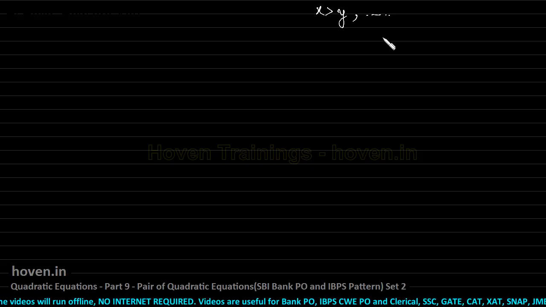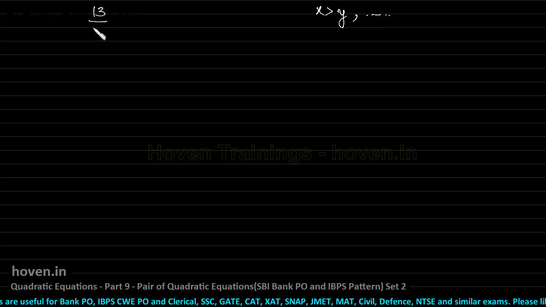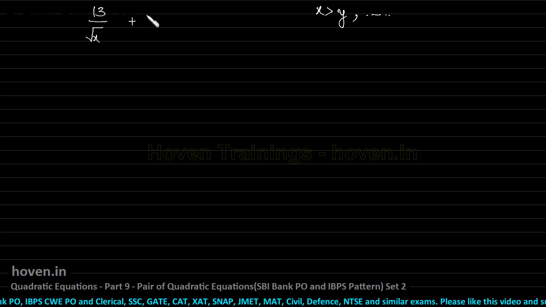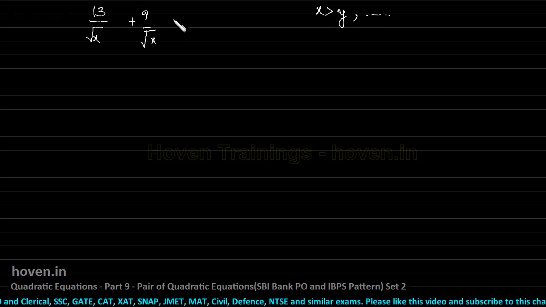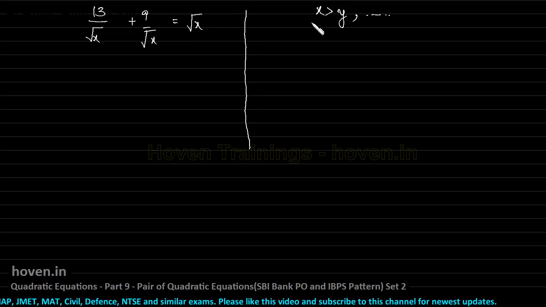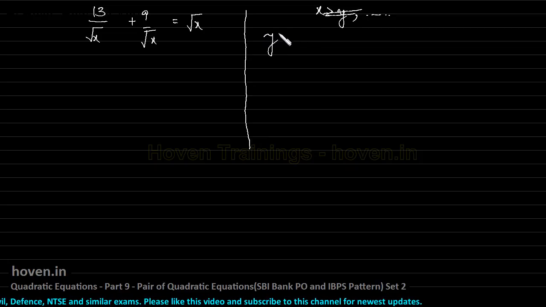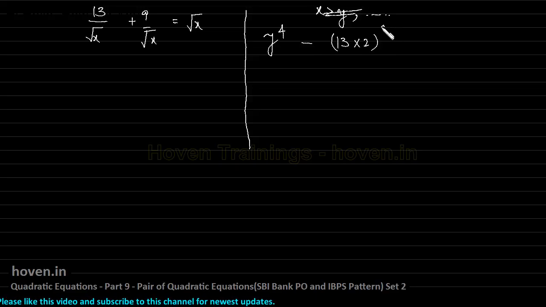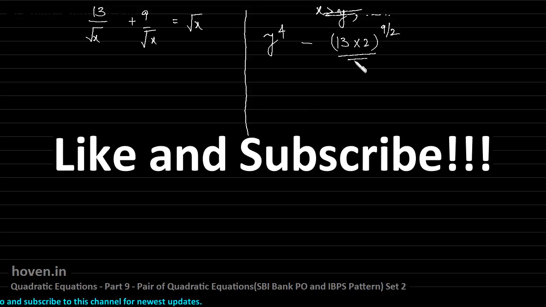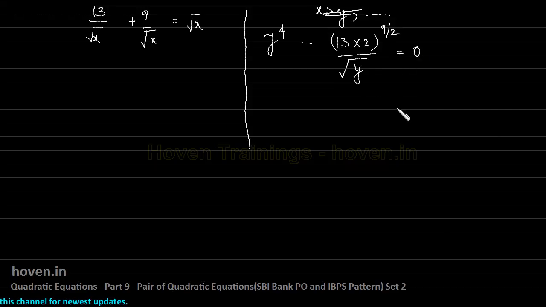Normally 5 questions are asked in every question paper of the past years. Let us now start with our first question. It says 13 by square root of x plus 9 by square root of x is equal to square root of x. This has to be solved, and simultaneously I am drawing a line, and this has to be solved. y raised to the power 4 minus 13 into 2 raised to the power 9 by 2 by square root of y equal to 0.